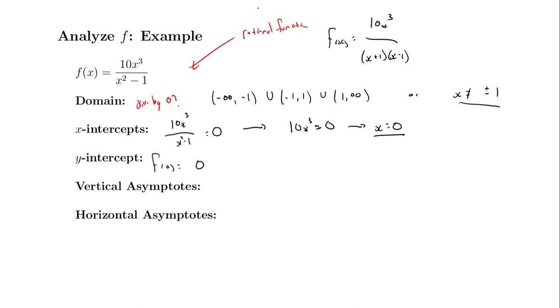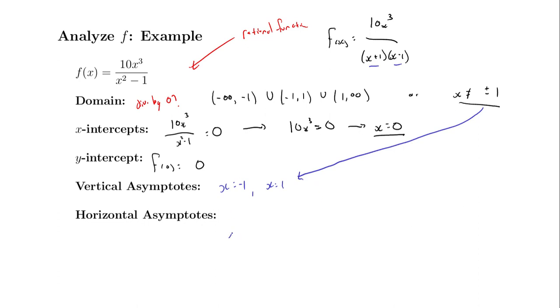For vertical asymptotes, we're going to look at where we divide by 0. That's right here and here, these two factors. And so minus 1, and positive 1. So these problems in the domain are vertical asymptotes. So that's something to keep in mind.